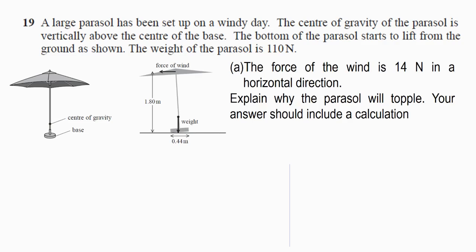The weight of the parasol is 110 Newton. Then the force of the wind is 40 Newton in a horizontal direction. Explain why the parasol will topple. Your answer should include a calculation. First of all, what do you mean by center of gravity? The center of gravity is the point through which the whole weight of the body acts. That point is called the center of gravity, right?